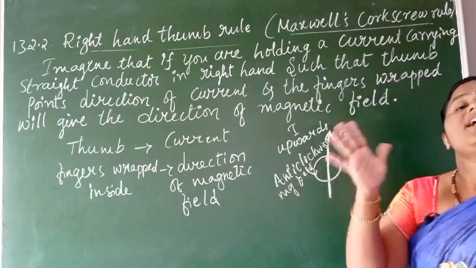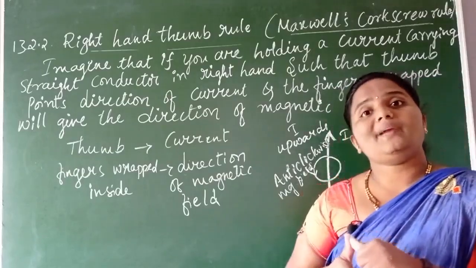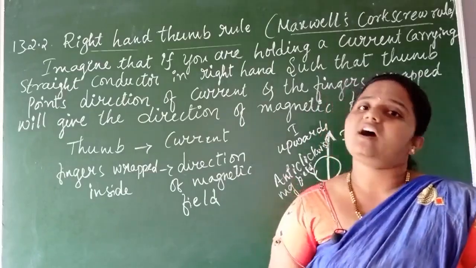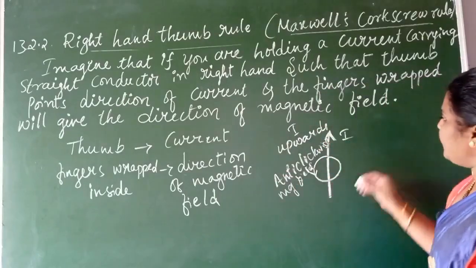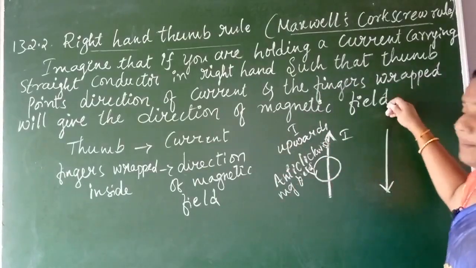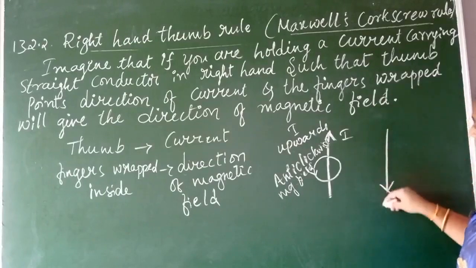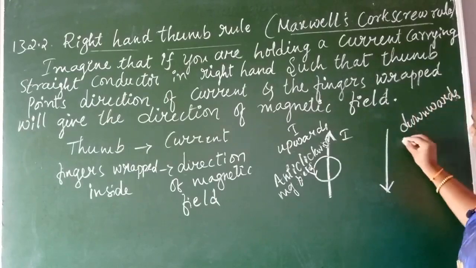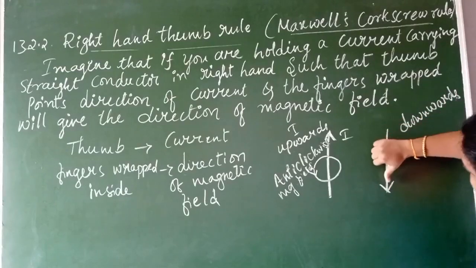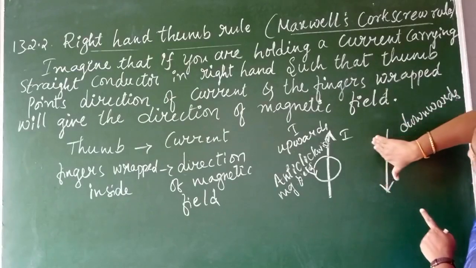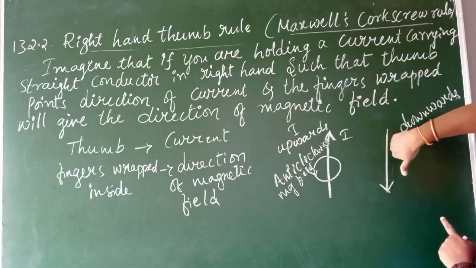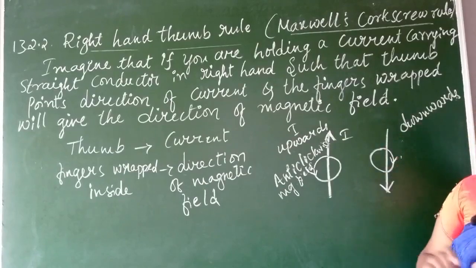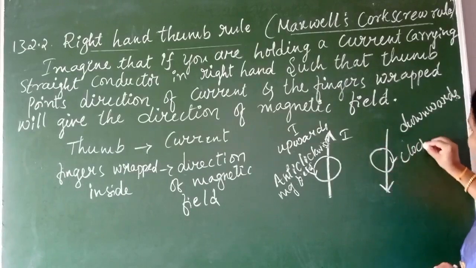How to know the direction of the magnetic field? We have to use our right hand, such that the thumb is the direction of the flow of current, whereas the remaining fingers will give us the direction of the magnetic field. Similarly, if the current flows vertically downwards, the thumb shows the direction of the current, and the fingers are curled inside, so the direction of the magnetic field is in this direction. This is the clockwise direction.